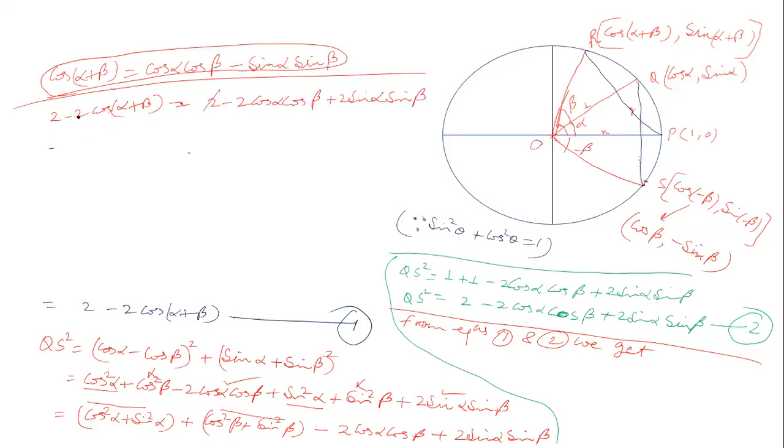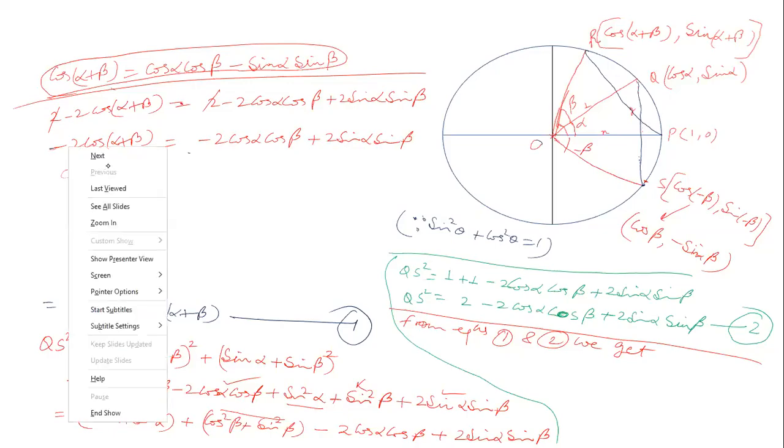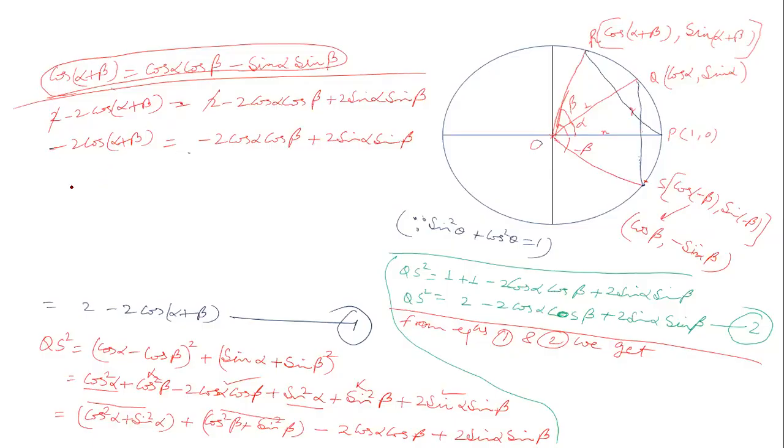Solving this, 2 will cancel out. Minus 2 cos(alpha plus beta) equals minus 2 cos alpha cos beta plus 2 sine alpha sine beta. Dividing both sides by minus 2, it will become cos(alpha plus beta) equals cos alpha cos beta minus sin alpha sin beta.